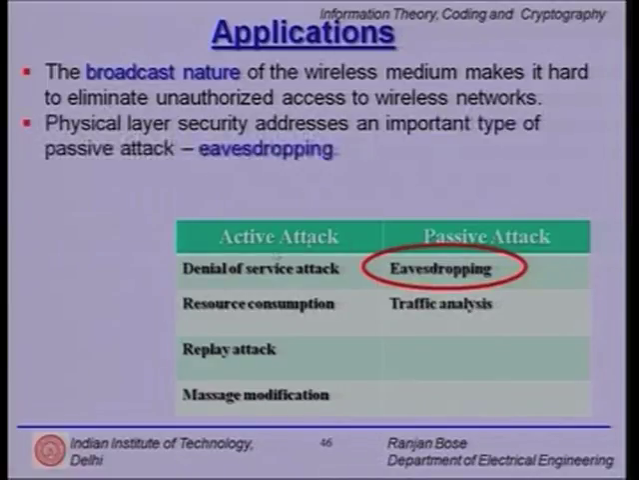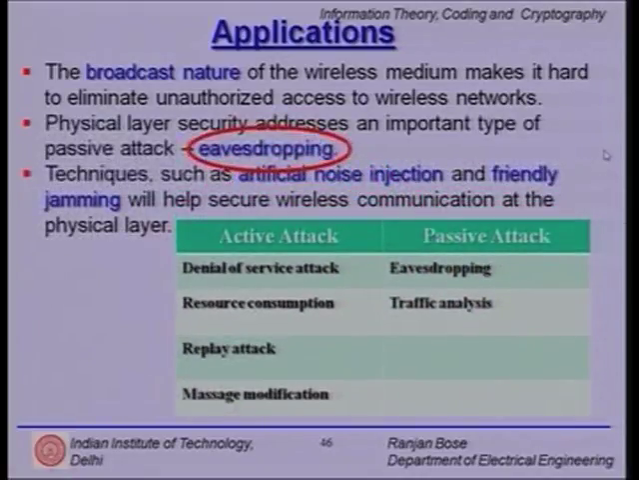If you look at the kinds of popular attack, we have the denial of service attack, resource consumption attack, replay attack, and message modification attack. These are the active attacks. Eavesdropping, on the other hand, is a passive attack, as is traffic analysis. So our physical layer security techniques are pretty much useful for eavesdropping kind of attacks. Techniques such as artificial noise injection, friendly jamming, etc. will help reduce wireless communication problems in terms of security at the physical layer. We are not making any assumption about what kind of resources are available at the eavesdropper or how much computing power or time it has.